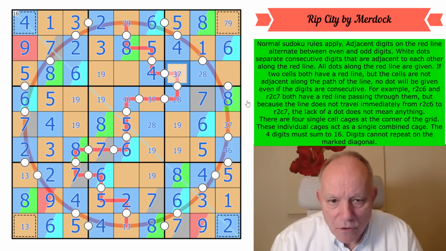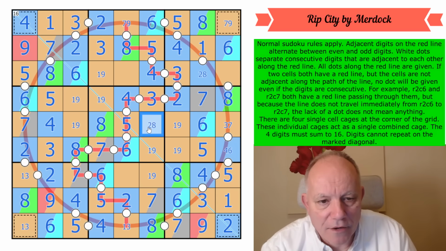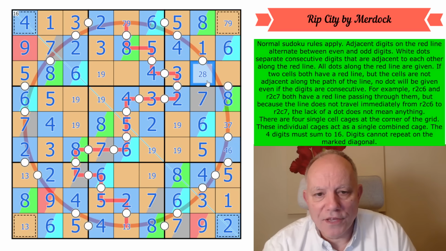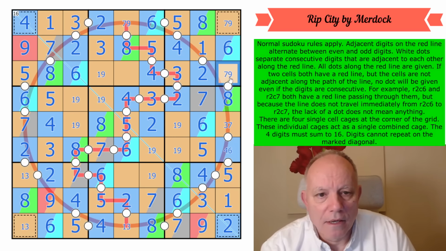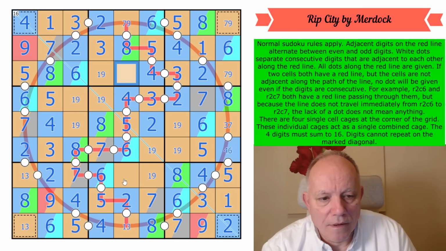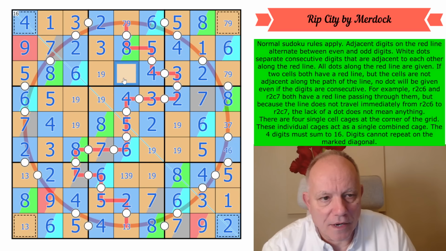Then we can do this whole sequence. 2, 3, 4. I should have done that ages ago. This is a 2. Okay, this is a 2 as well. This is 7 or 9. 2, 7, 6, 8, 4, 5. This is 1, 3 or 9, and this is 1, 7 or 9.